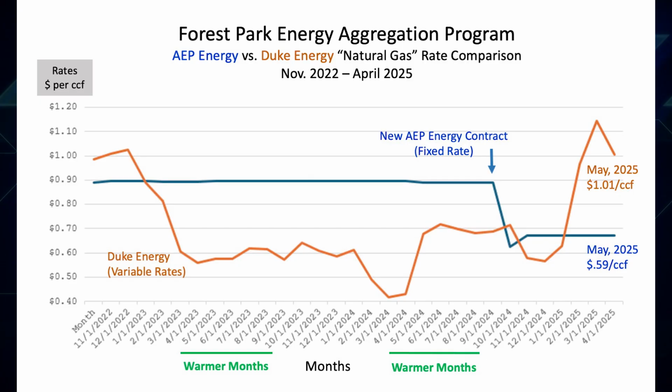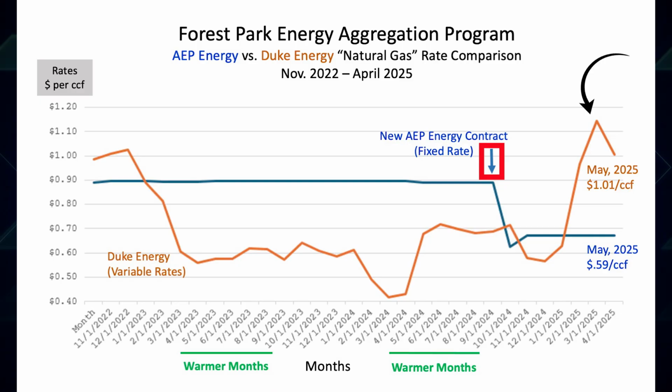But if you look at the chart, we got a new contract last year, and we got it down to around 58 cents per CCF. But look at Duke. Duke went from 62 cents. Now this is about stabilizing the prices for our residents. They were kind of riding with us for a couple of months, and then all of a sudden, when they were at 62 cents, they went up to $1.14 in one month.